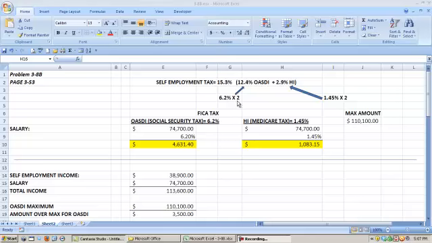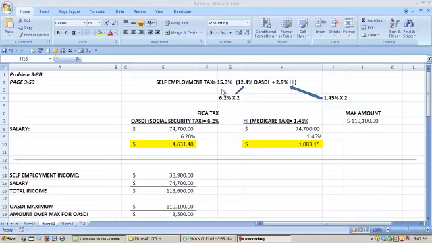So 6.2 times 2 is 12.4%. So if you're self-employed, the total self-employment tax is 15.3%, which is comprised of this 12.4% Social Security or OASDI tax. And remember, the Medicare tax is 1.45%, but if you're self-employed, you have to pay both the employer and the employee halves, right? So 1.45 times 2 is 2.9%. If you add 2.9% to 12.4%, you get 15.3%.